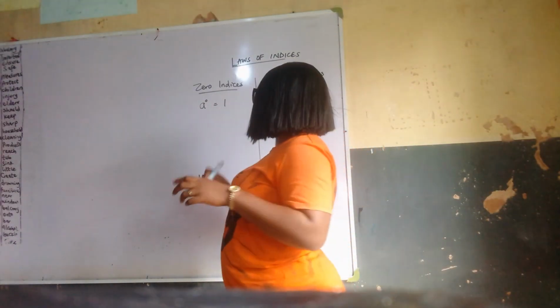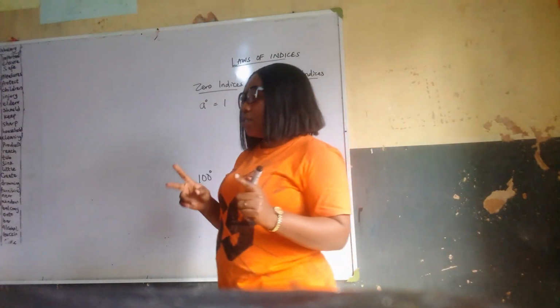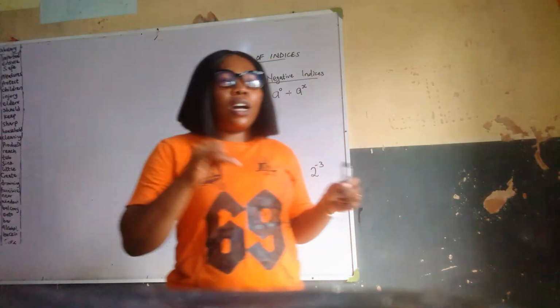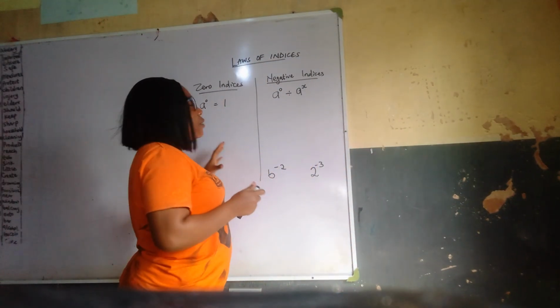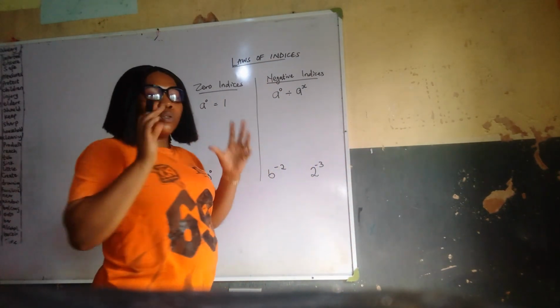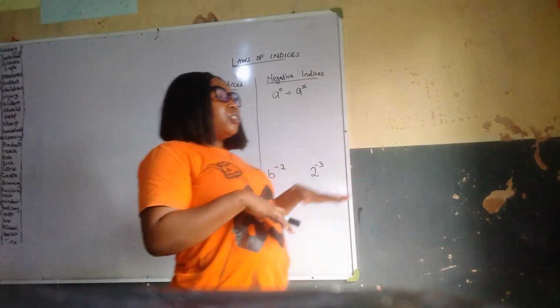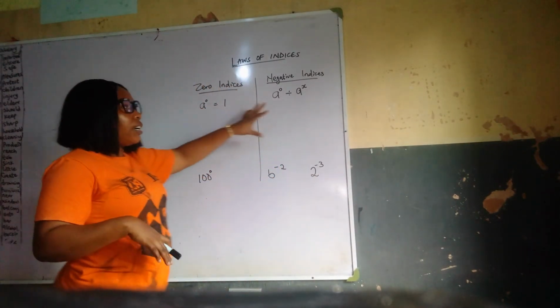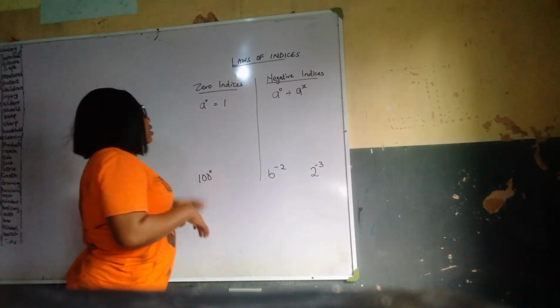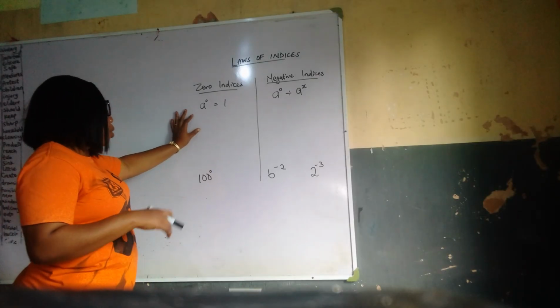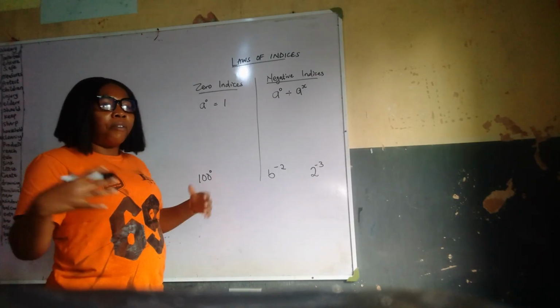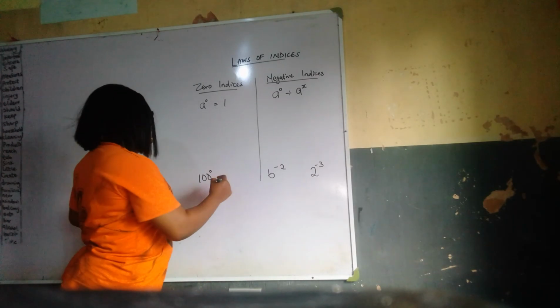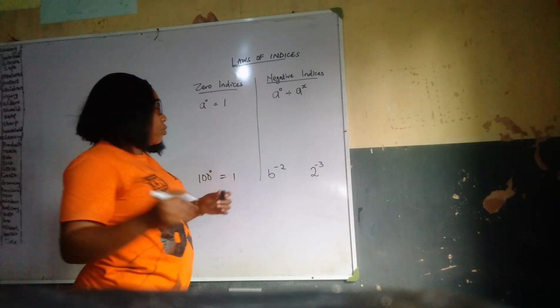In our last video, we talked about the first two laws of indices, the multiplication law and the division law. In this video, we are going to talk about the next two laws of indices, which are the zero indices and the negative indices. In the zero indices, I'm sure that everybody knows that any number raised to power of 0 is 1. But how did they arrive at this conclusion?